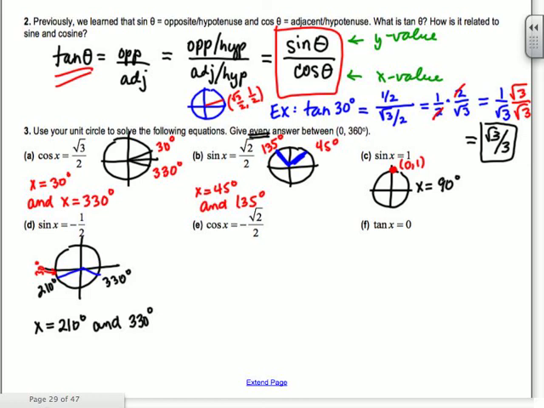All right, the next one is cosine of x equals negative square root of 2 over 2. So now it's saying your x value is negative, right? Cosine is your x value on your unit circle. So x values are negative to the left of the y-axis. So we're going to be right in between those two, like that.